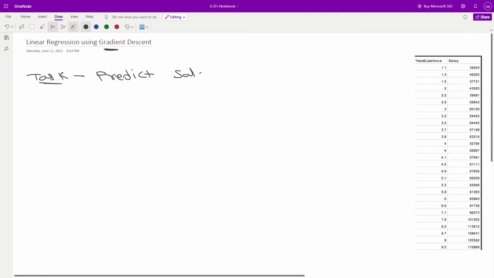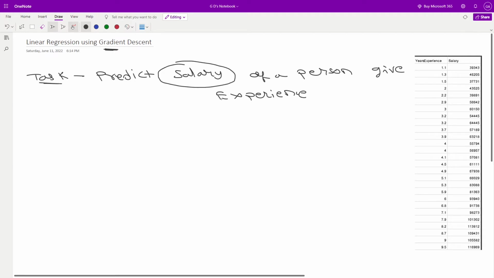So the target will be the salary, which is in continuous form, because regression itself means continuous form, right? So to predict the salary of a person given the experience of the person, we have to predict salary given the experience. So let's try to solve this with the help of linear regression.